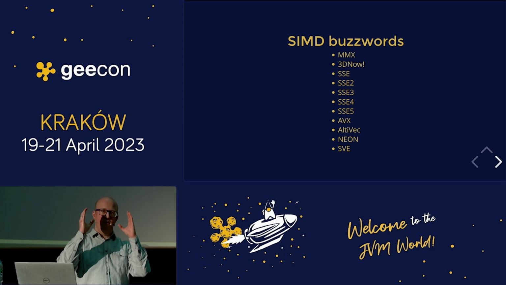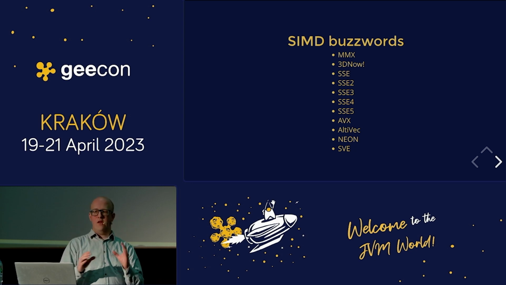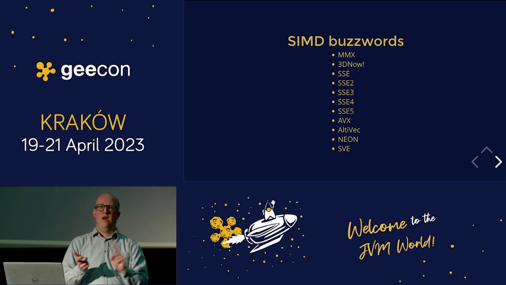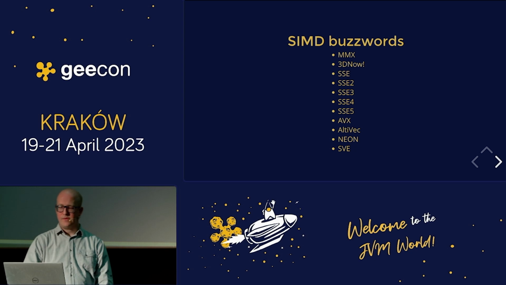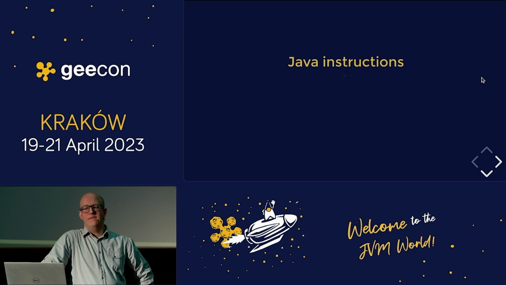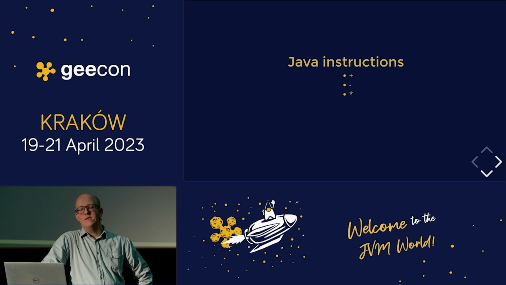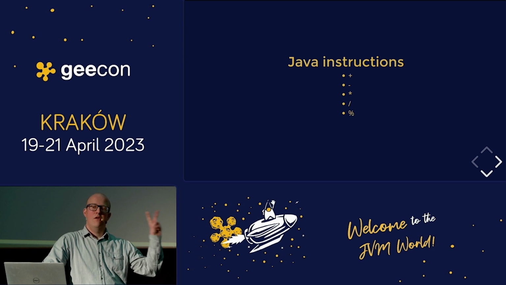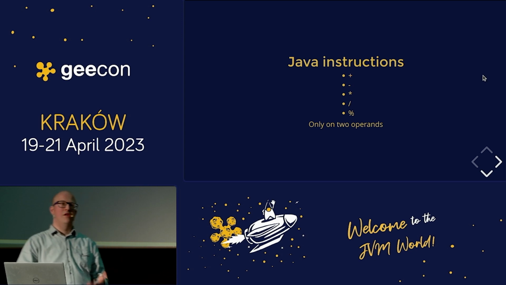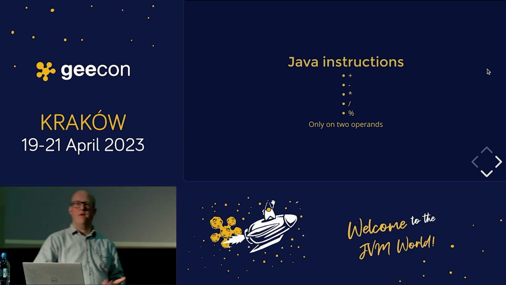Yeah, those vectors which they operate on in those sets only differ by the type you can hold in these objects and the size of those vectors. Meanwhile, in Java, we have addition, subtraction, multiplication, division, modulo, always on two operands. Yeah, so we are pretty much poor with what we can do with our numbers, with our computations.